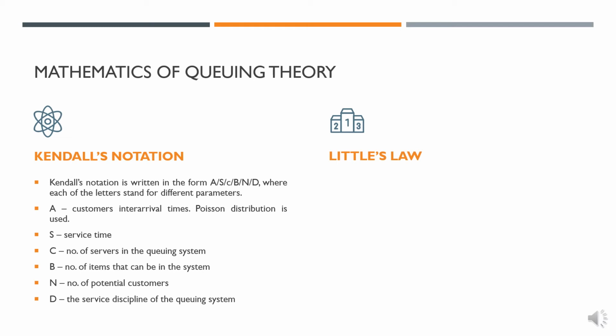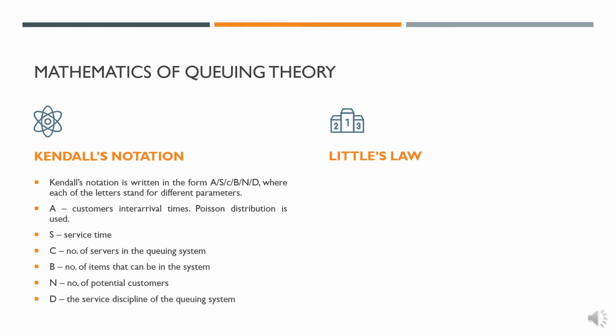The A term describes when customers arrive at the queue, in particular the time between arrivals, or inter-arrival times. S is for service time. It describes how long it takes for a customer to be serviced after it leaves the queue. The C term specifies the number of servers in the queuing system. The model assumes that all servers in the system are identical, so they can all be described by the S term above.